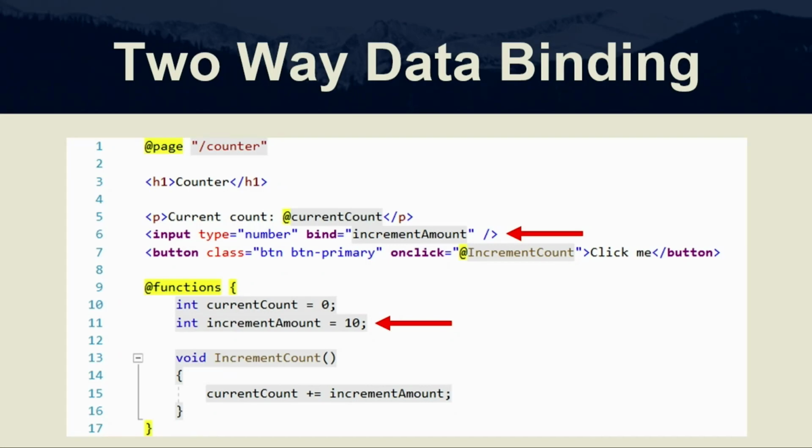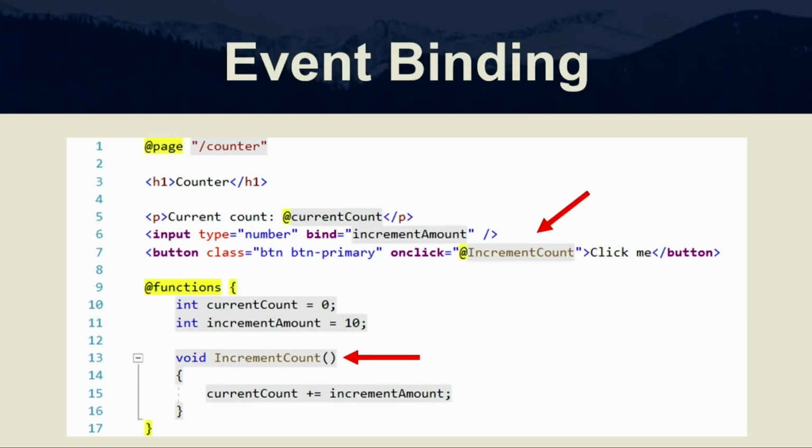And then you've also got the concept of event binding. If you've got a button, you can use the onClick event that's then going to wire itself up to a function that you declare in your code. Again, you use the @ syntax to define what the function's name is so that it can find it in the Razor code or in the C# code.